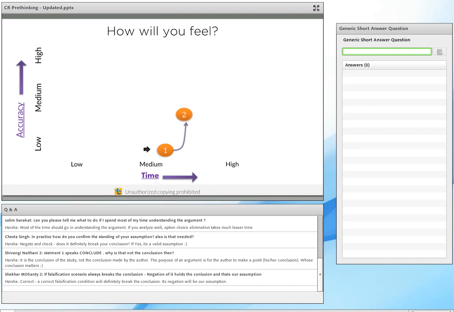And why do we say that? You can see your chart is moving in this direction. On the x-axis, we are moving from medium towards high. On the y-axis, we are moving from low to medium accuracy. And you're going to ask yourself, why am I doing this? I'm already worried about timing on the GMAT, and this seems to be making me take longer. And it will make you take longer, I will tell you, as you start doing this.